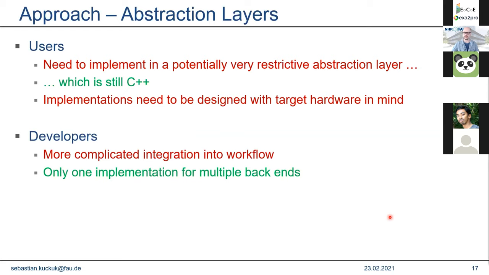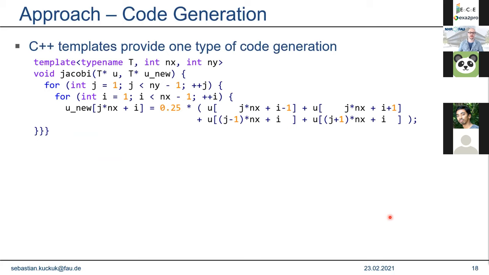Okay, so what are possible alternatives? Well, since the title of the talk was code generation introduction, of course, we can have a look at code generation. And in the simplest case or the most traditional case, one could just use C++ templates because these are already a type of code generation. And in this case, you're using the C++ compiler to do the code generation for you. But of course, it still is code generation.